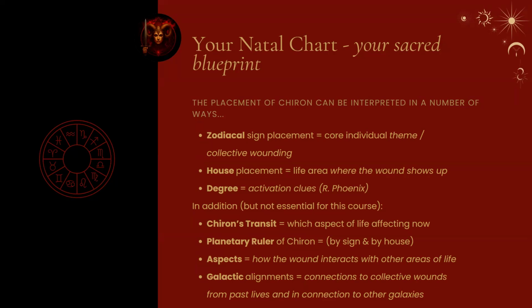And then finally, and there's a separate mini course on this, we can also look at your galactic alignments. We can run a chart and look at the fixed stars that are in alignment to your Chiron. This gives us some indication of possible collective wounds from past lives, in connection to other galaxies, in connection to missions that we might be here for. There's a whole separate section on that if that does interest you.